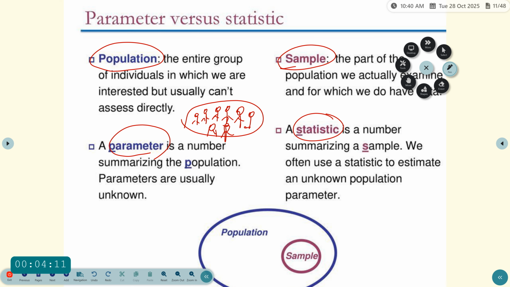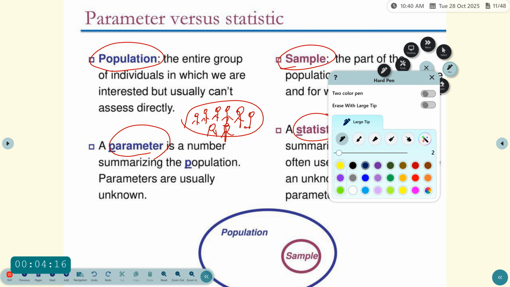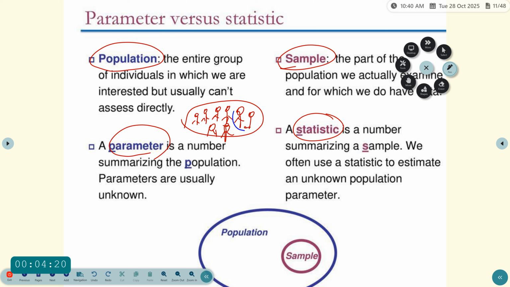Then, what is called a sample? A subset of the population is called the sample. If I am taking these two only, this is called sample 1. If these two only, this is called sample 2. This only, this is called sample 3. So, a big set taken for the study is the population. The subset of the population is called the sample.